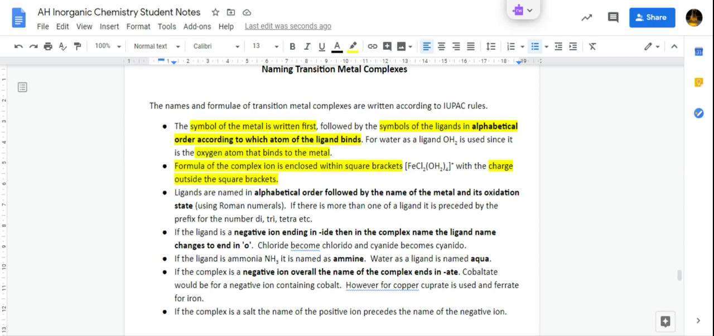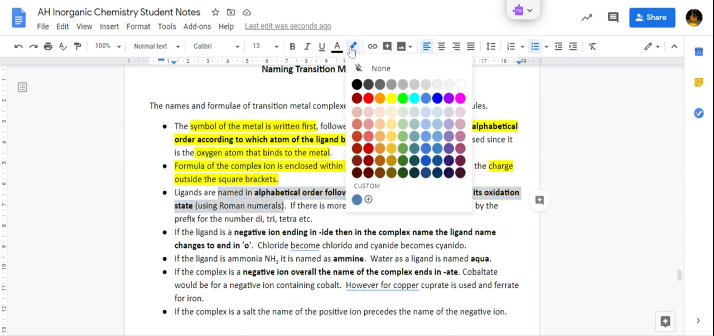When it comes to naming the ligands, slightly different rules. So when you put the name in, now we're looking at alphabetical, but we're looking at alphabetical in terms of the name. Okay, so the ligands are in alphabetical order based on the actual name rather than the atom that it bonds through. And then the name of the metal comes last, followed by its oxidation state using Roman numerals.